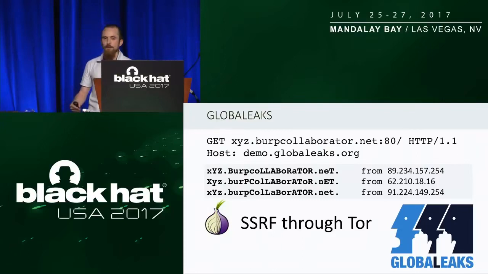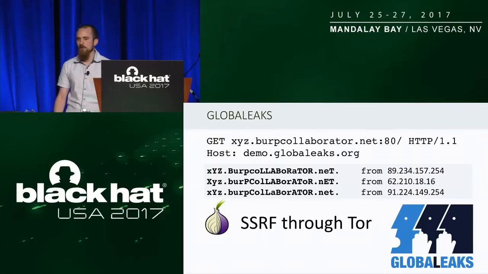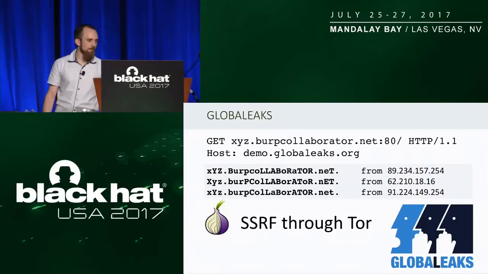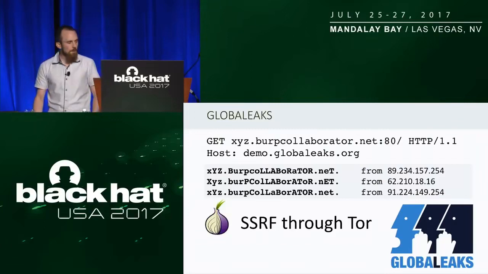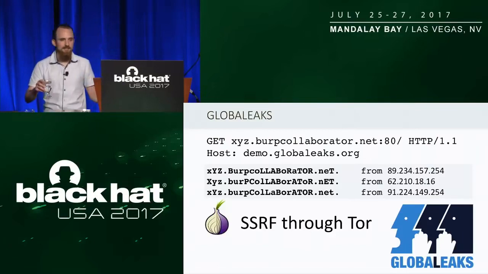So it going through Tor is the reason that all the IP addresses of the lookups are different. They're coming from different exit nodes. And also, the mixed case DNS lookups are the result of a fairly obscure mechanism that Tor uses to try and increase the entropy in DNS by making the requests mixed case. So the impact of this is hard to qualify because I can't access their internal network. It's definitely server-side request forgery, but I'm accessing whatever I try and access through Tor.